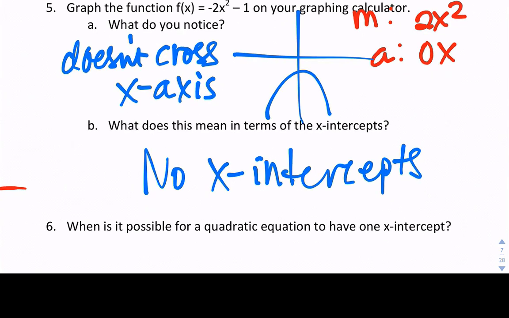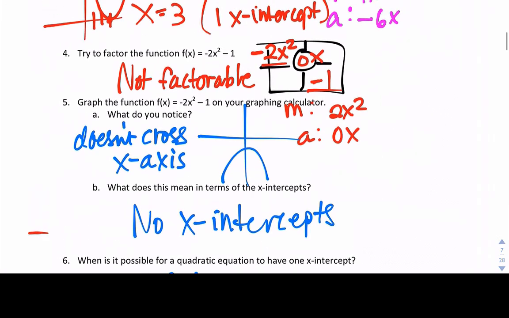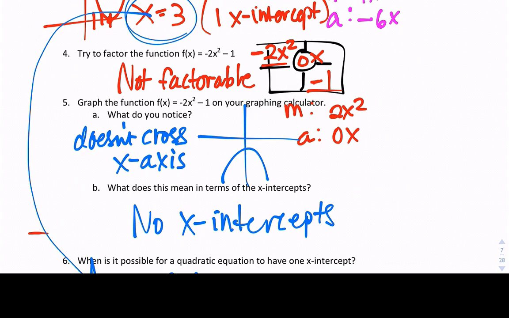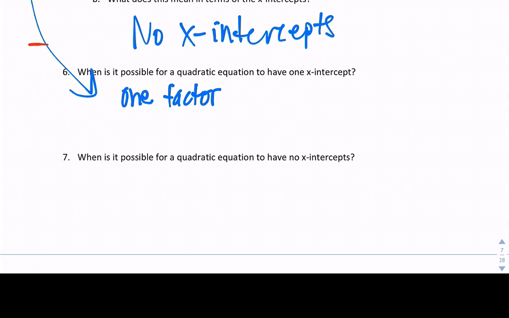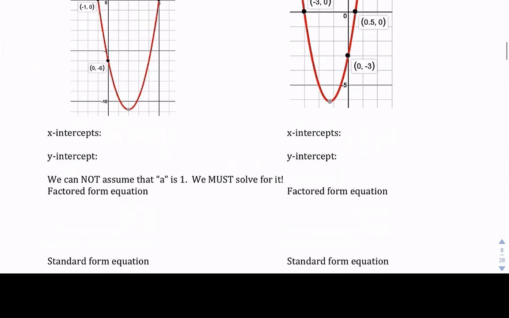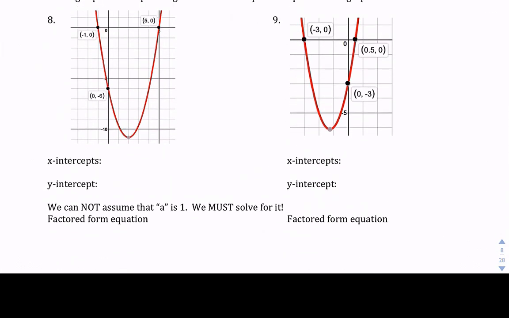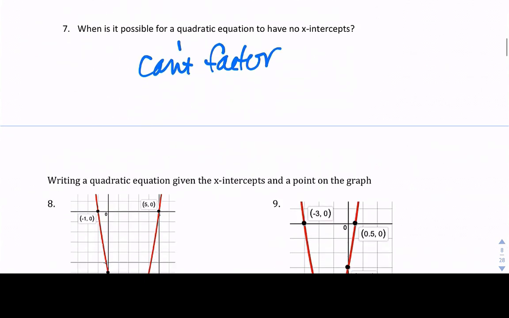Okay, when is it possible for a quadratic equation to have one intercept? Well, when there's one factor, which is the same. So here's an example. This one had one x-intercept, so I had one factor, right? So x minus 3, when the factors are the same, one factor. When is it possible for a quadratic equation to have no x-intercepts? When you can't factor it. If you can't factor it, then you can't find what equals 0, and there are no x-intercepts. So what we've learned so far is if you can factor it, sometimes you have 2 x-intercepts, sometimes there's 1, and sometimes there's 0.